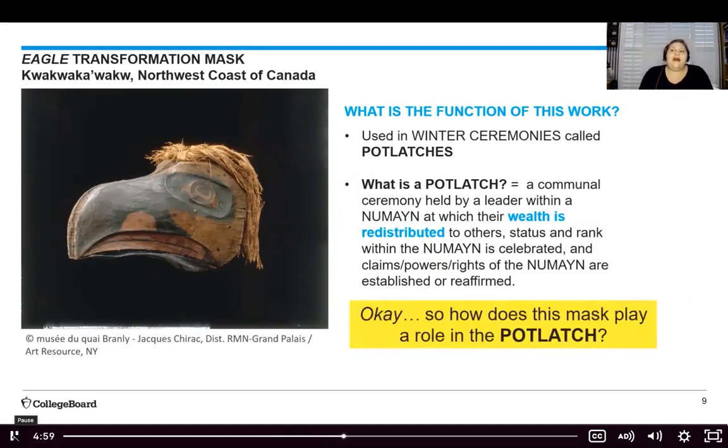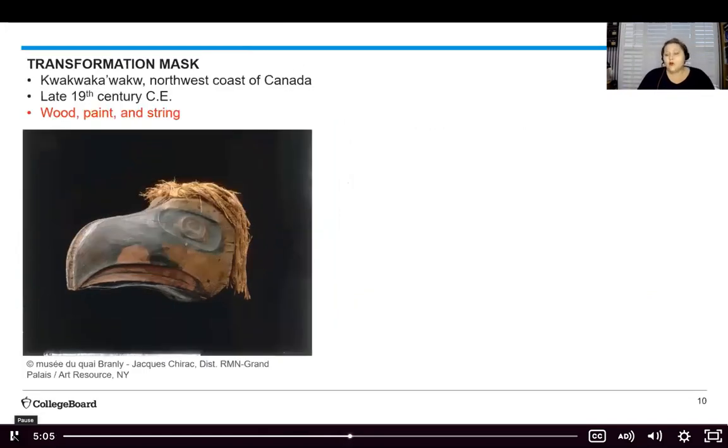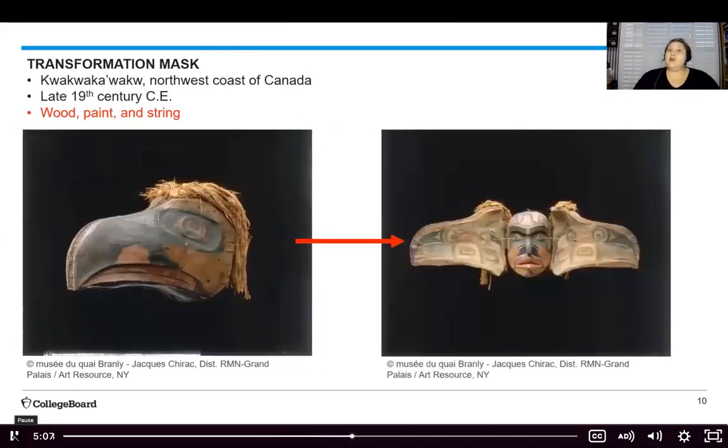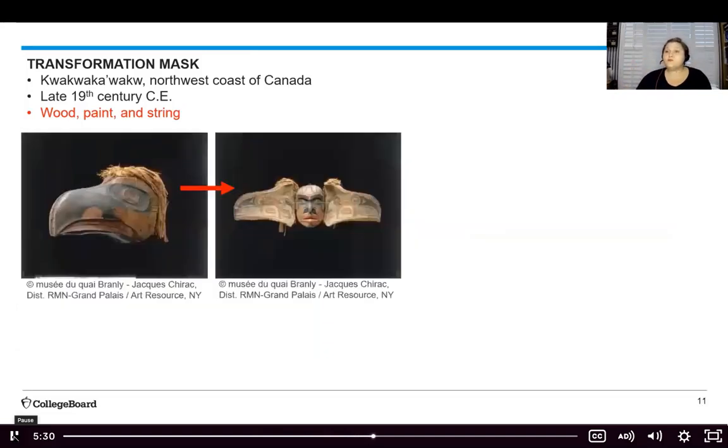So how does the mask play a role in the potlatch? That's what we got to figure out. We know now that it was used in potlatches, but how? So we need to know that it opens up. So from the outside of this mask, where we see it closed on the left, we see that it opens up and it reveals another being within. And in this case, it happens to be a face, a more human looking face. And we can see evidence of the eagle on the inside of the mask as well. And we can also see that there are strings.